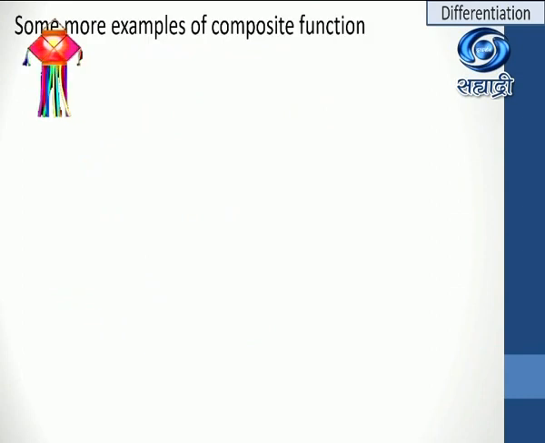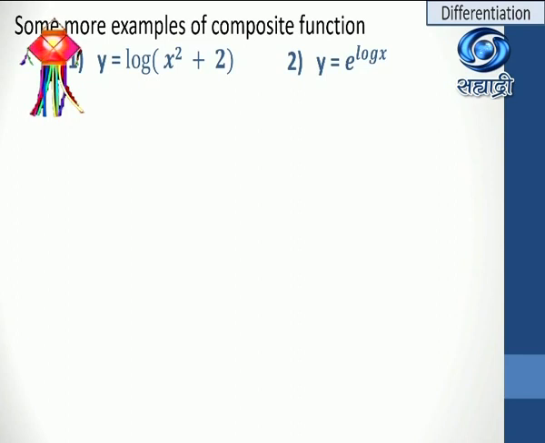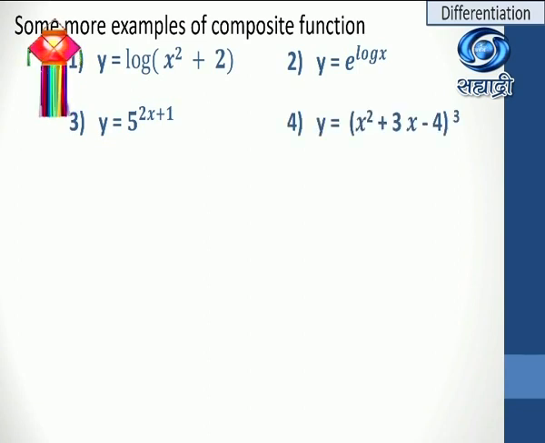We'll see some more examples of composite functions. First example, y equals log of (x² + 2). Here, if you put x² + 2 equals u, y becomes a function of u and u is a function of x. So in turn y becomes a function of x. So this is a composite function. Similarly, second example is y equals e^(log x). Third example is y equals 5^(2x+1). Fourth example, y equals (x² + 3x − 4)^3.